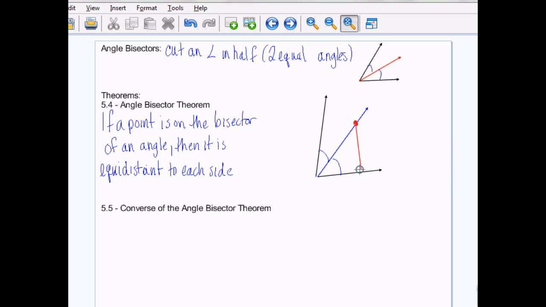And this distance here and this distance here will be the same length. And they'll meet at 90-degree angles to be a distance, and those will be the same. Okay. Which, if you think about it, makes sense, right? If the angle's opening up and you go right down the middle of it, then the distance as you move up or down will be the same on each side because you cut it in half.